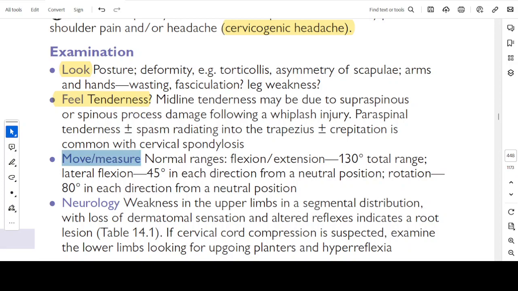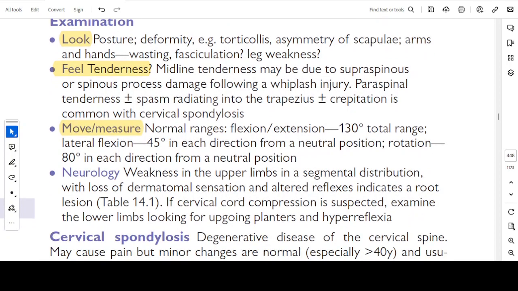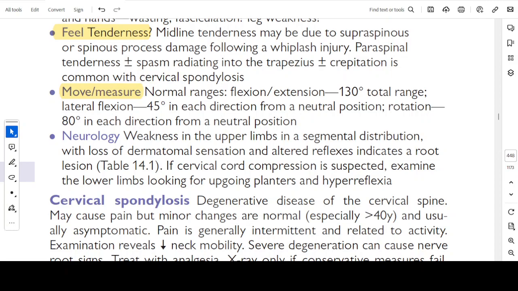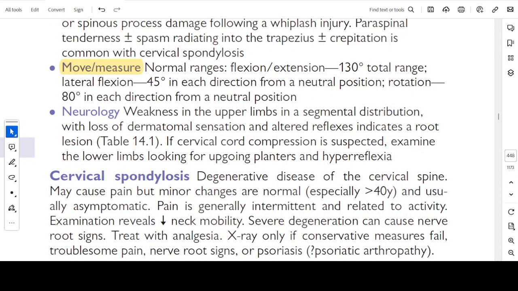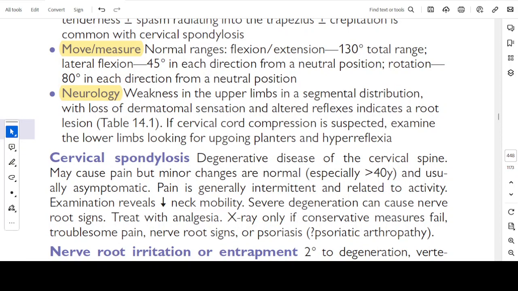Move and measure. Normal ranges. Flexion and extension, 130 degrees total range. Lateral flexion, 45 degrees in each direction from the neutral position. Rotation, 80 degrees in each direction from the neutral position. That is the movement expected at your cervical spine.